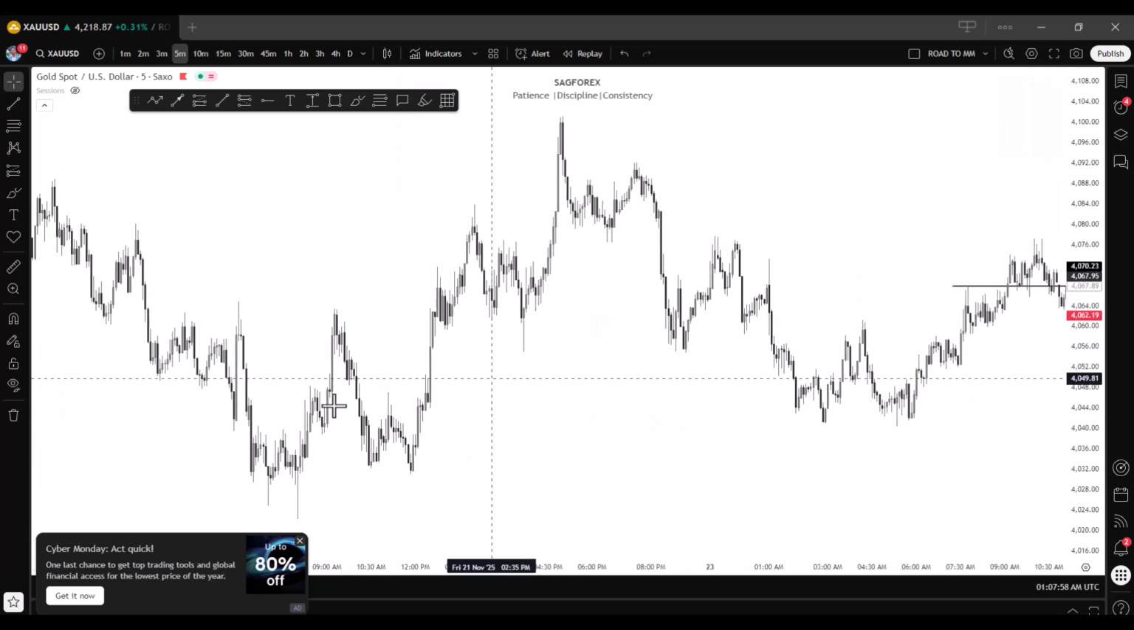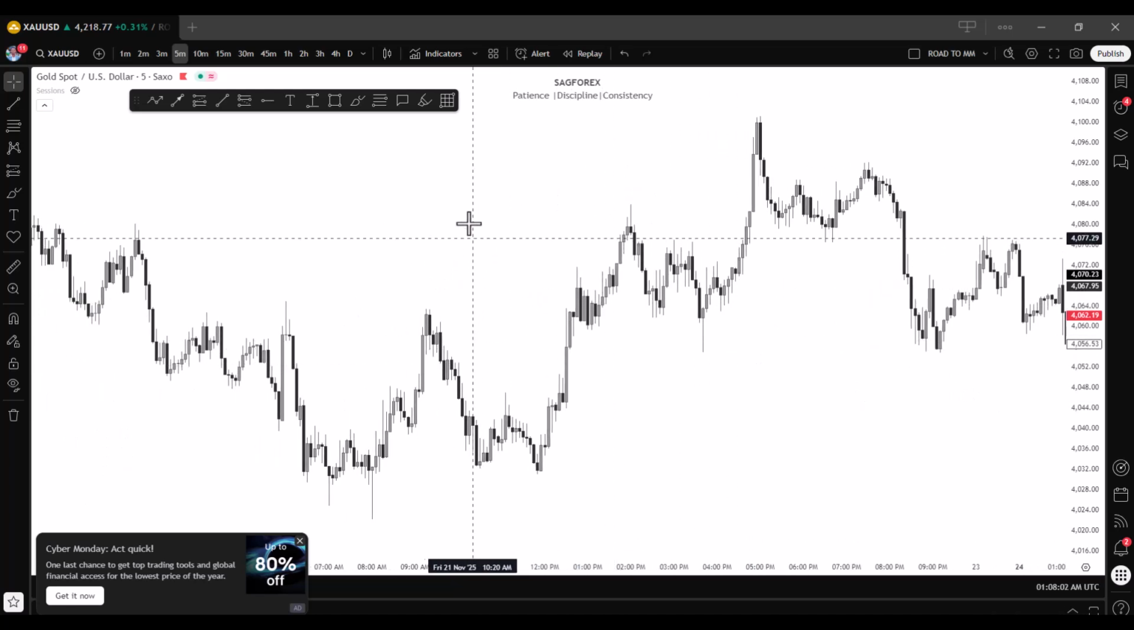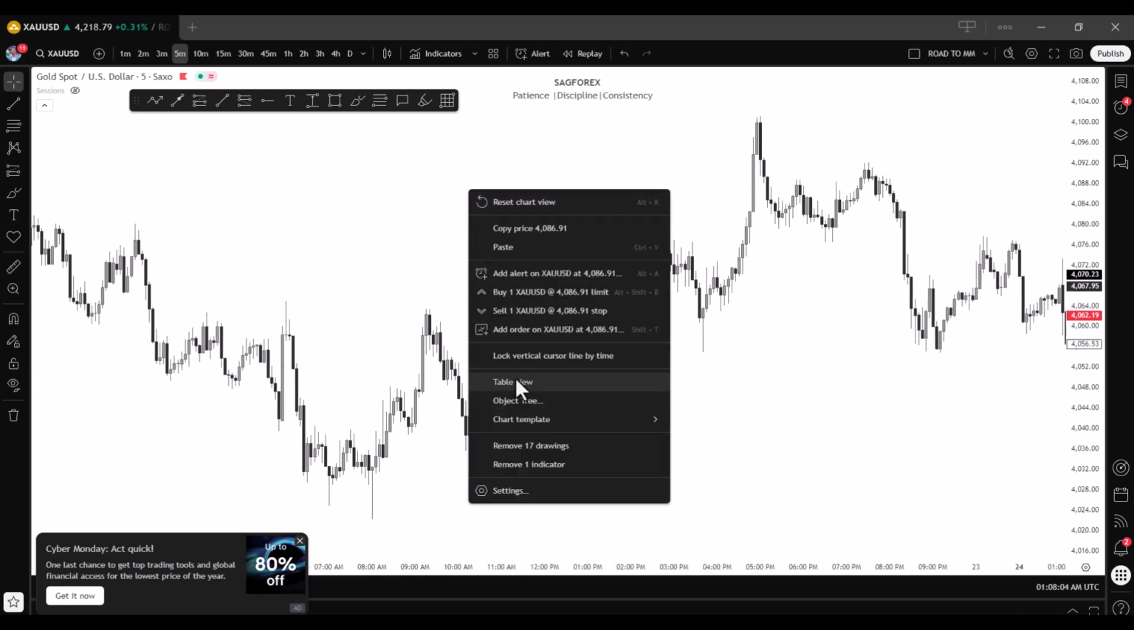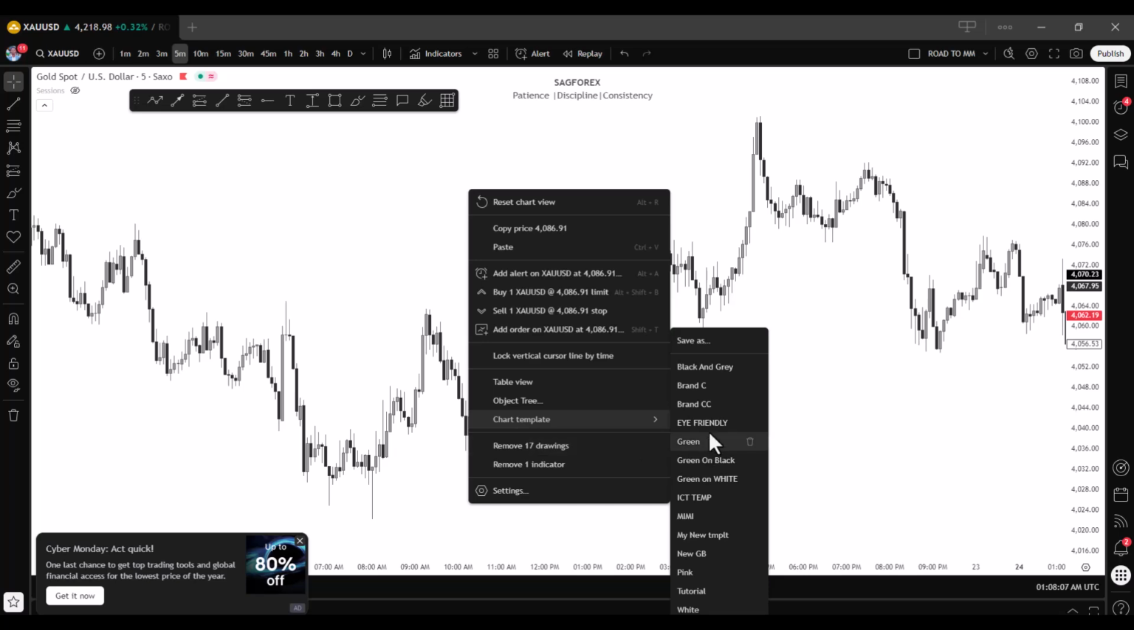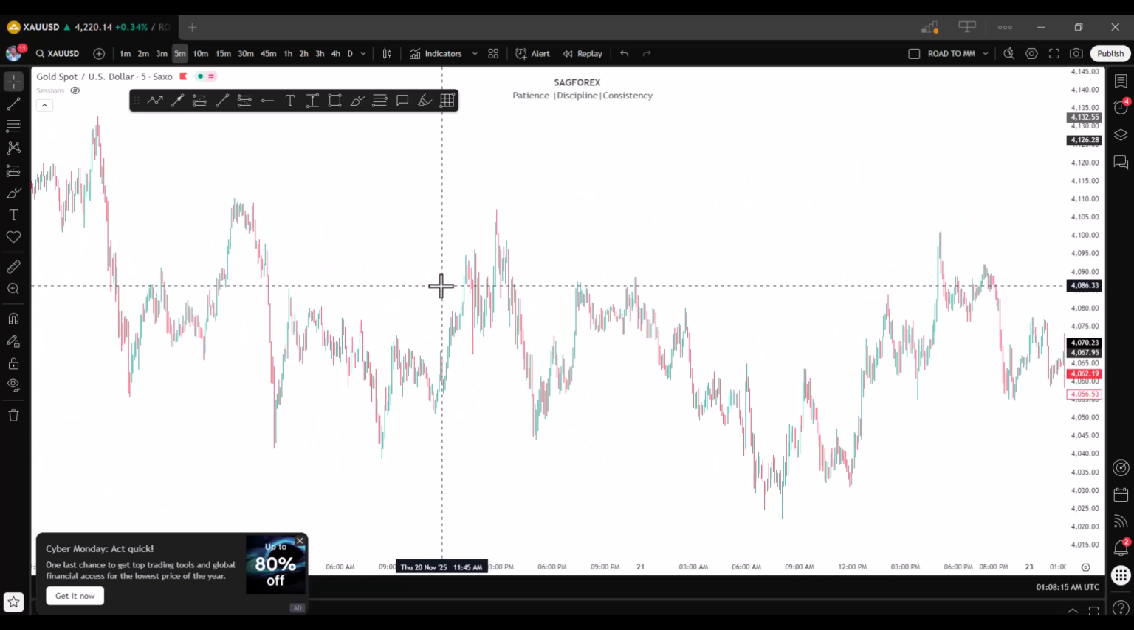I don't know if you can see my chart very well right now. Let me just change the color to something that's going to be more visible to you. So let me see, tutorial. Okay, I believe this is more visible to your eye here.